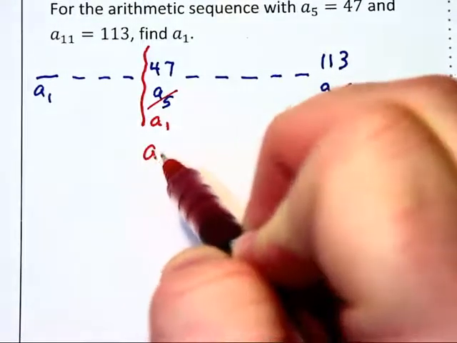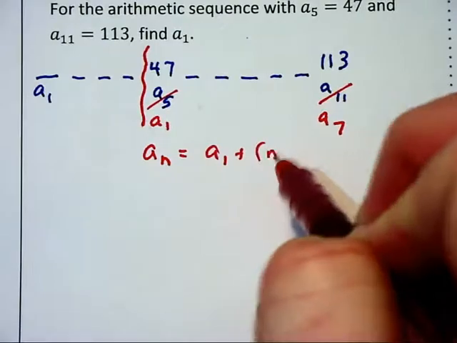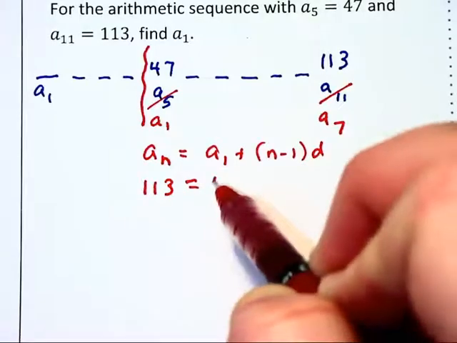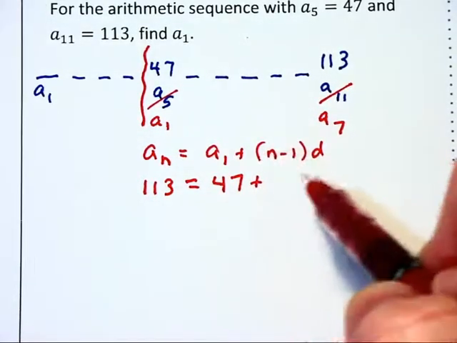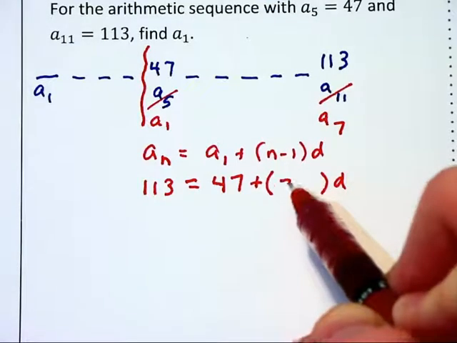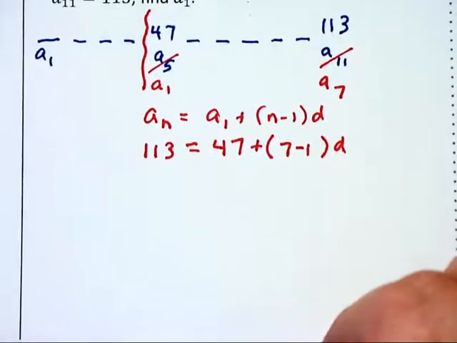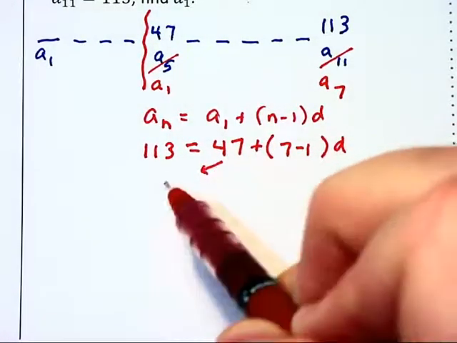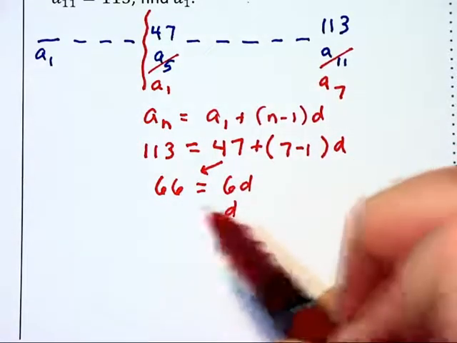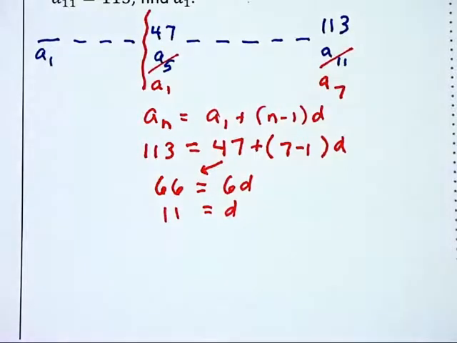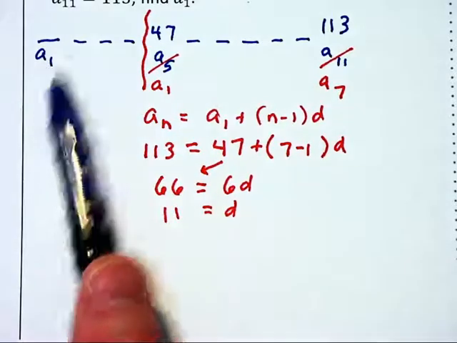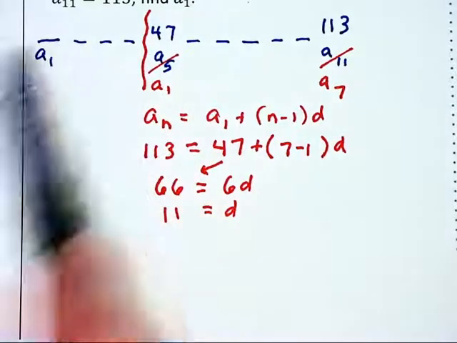Let's use our a sub n formula, a1 plus n minus 1 d. And we will write 113 is what we get when we start with 47 and we move forward a value d, yet unknown, 7 minus 1 times. So, subtracting the 47 on each side, we get 66 equals 6d, and therefore d equals 11. In this case, we could actually backtrack to term 1 very easily by subtracting 11 and just doing that manually.